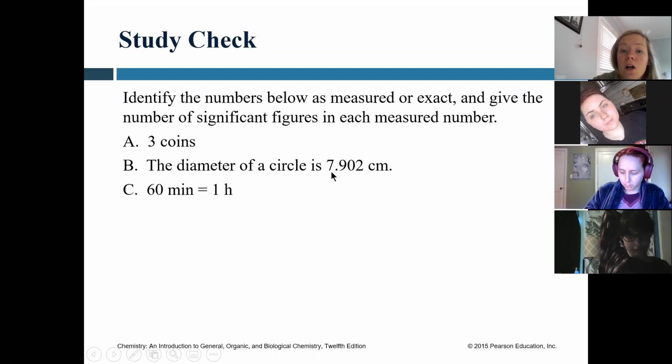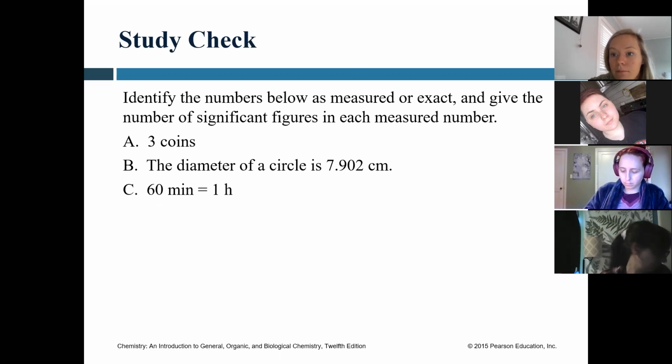The diameter of a circle is 7.902 centimeters. That's a measured value, right? If you had a better ruler, you might actually be able to get an even more precise diameter. So we will want to include sig figs here. In this one, we've got 1, 2, 3, and 4 sig figs. And then 60 minutes in an hour, that's an exact number, right? We're not going to get more precise with that. 60 minutes is equal to an hour. That is its definition.